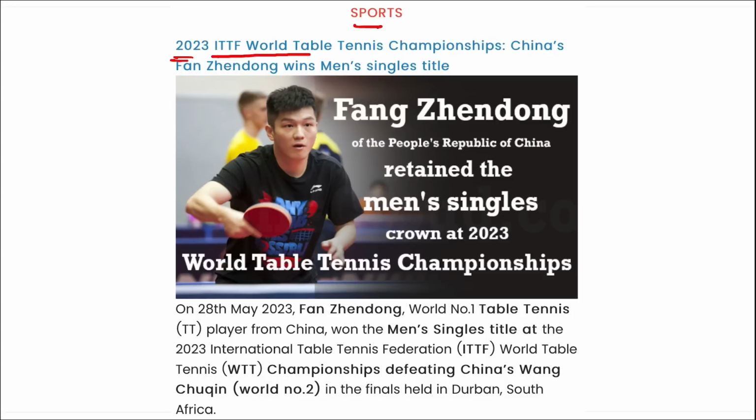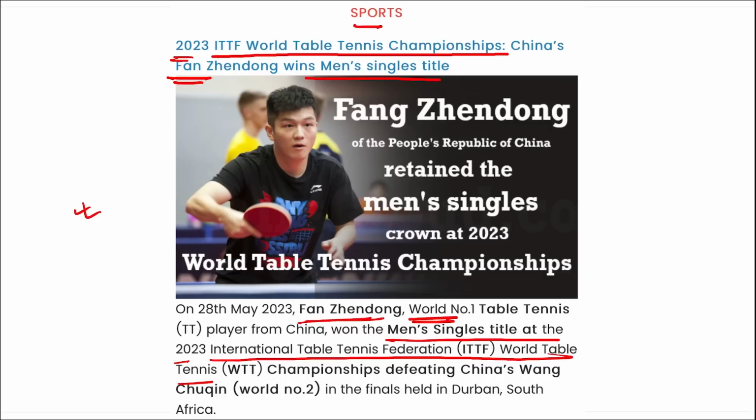Next is related to sports. The 2023 ITTF World Table Tennis Championship was held and China's Fan Zhendong has won the men's singles title. Here directly remember, world's number 1 table tennis player Fan Zhendong won the men's singles title at the 2023 ITTF World Table Tennis Championship that was held in Durban, South Africa.